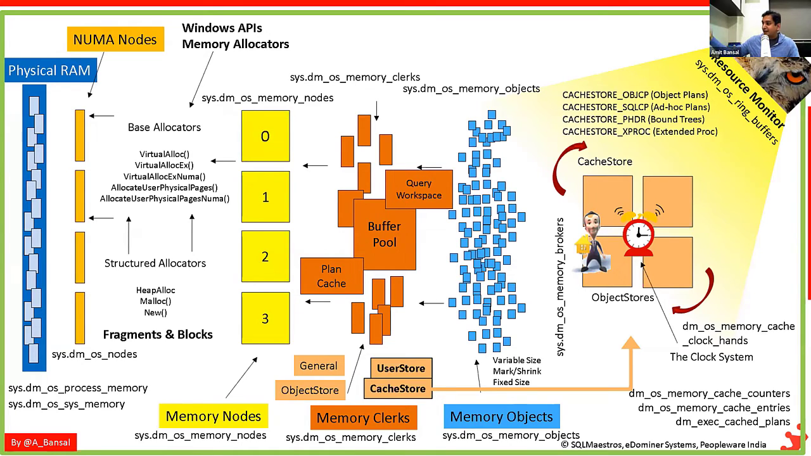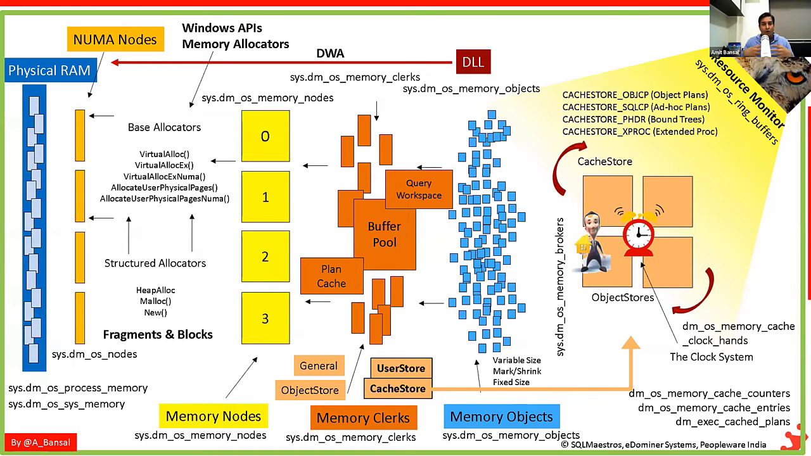And then there is the resource monitor on the top right corner, which is keeping a bird's eye view on what's really happening and sends memory notifications to Windows. You can track whether SQL Server is low on physical memory, and so on and so forth. And you can get some information in this DMV, sys.dm_os_ring_buffers. So that helps a bit.